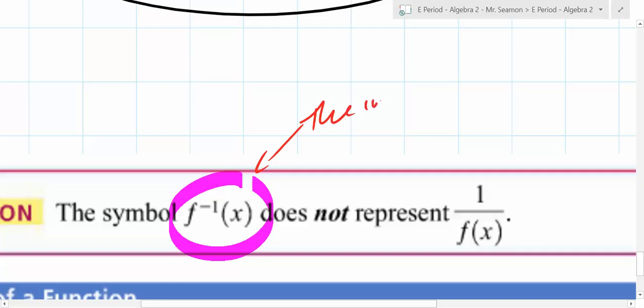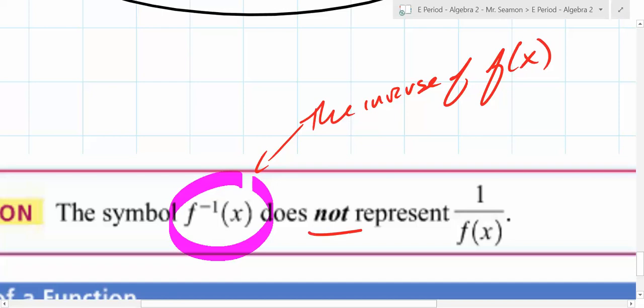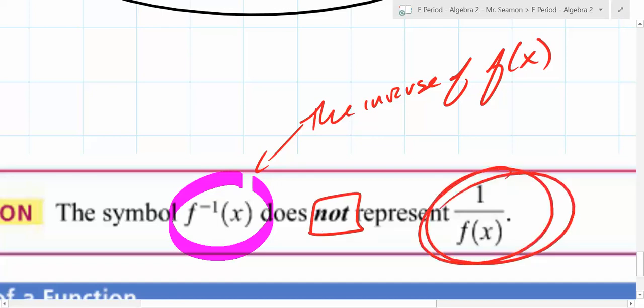The inverse of f of x. What does it not mean? It does not mean 1 over the function. Sometimes the inverse will be 1 over the function, but will it always be? No. So when you see f to the negative 1, do not do 1 over f of x.